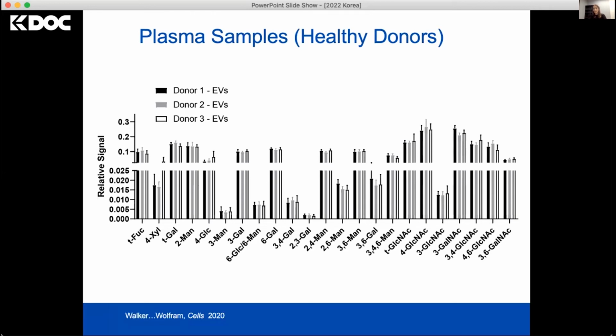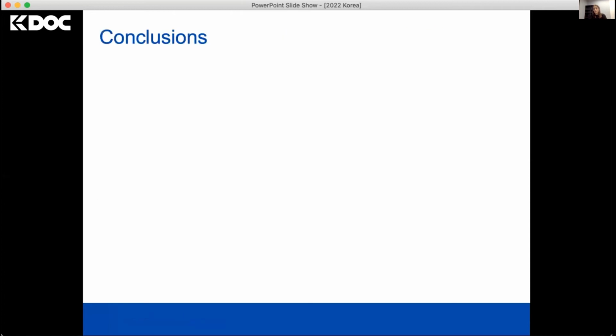But what's also interesting to note is that if we only take 3 healthy donors and we isolate their EVs from the plasma, the glycan profiles are extremely similar. And this is a good indication that we could potentially detect any variation if the patient had, for example, cancer, because there's little variability in the healthy population. And so we're looking forward to getting those results.